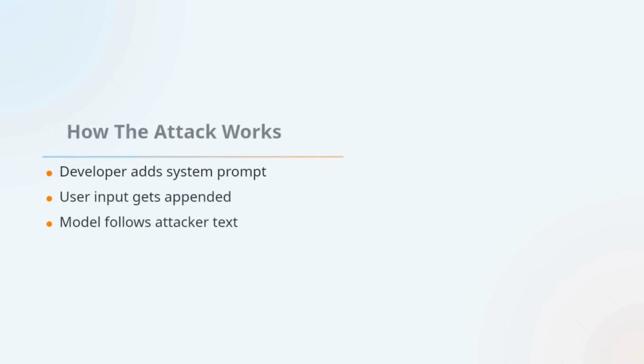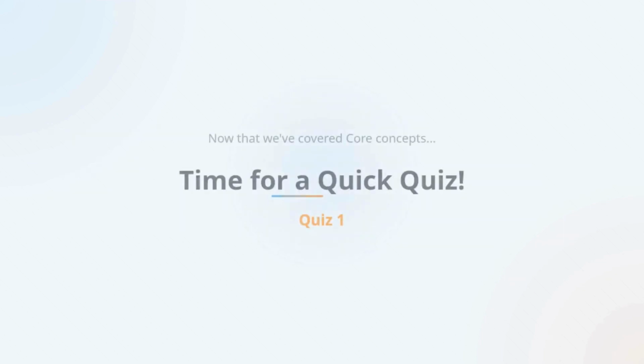Many apps use a system prompt to tell the model what role to play and how to respond. Then the user's message is added to that prompt, and the whole thing is sent to the model together. If the attacker writes input that looks like a higher priority instruction, the model may follow the attacker instead of the developer. Now that we've covered core concepts, let's test what we've learned so far. Here's quiz number 1. See if you can get it right.